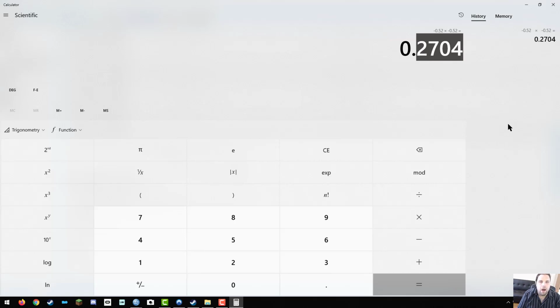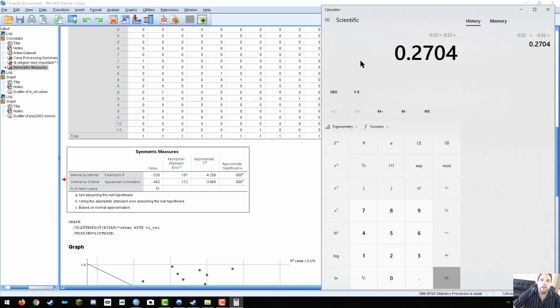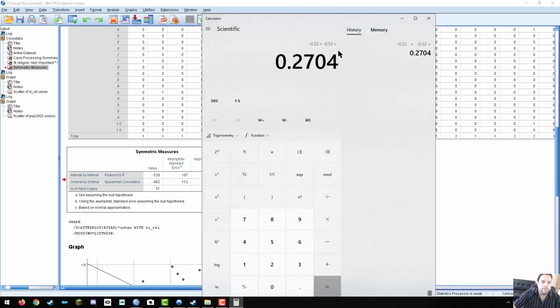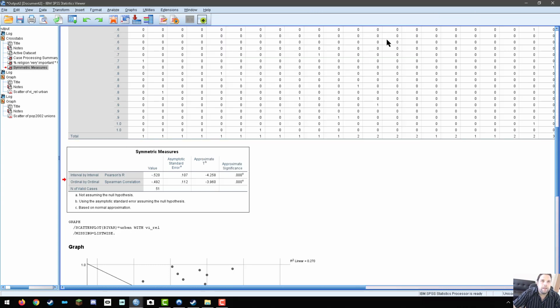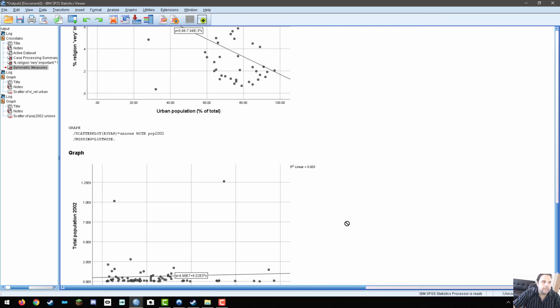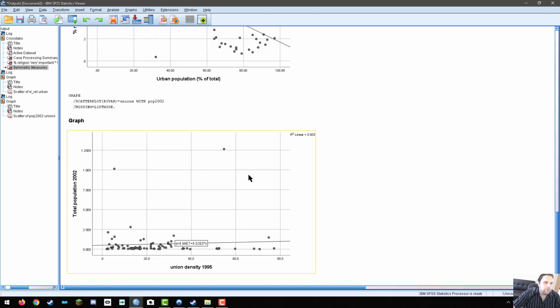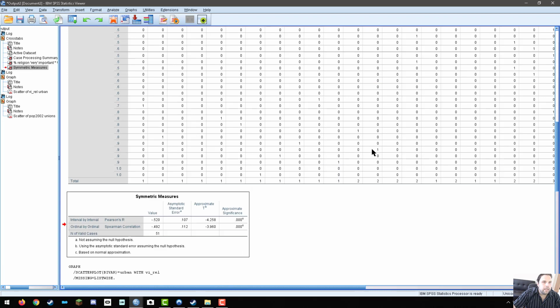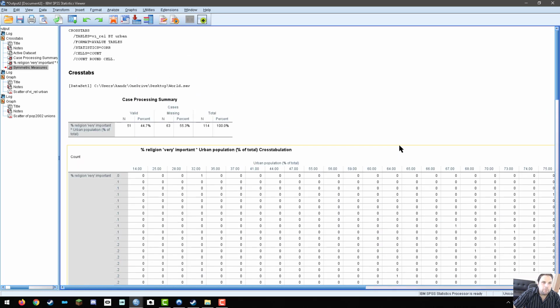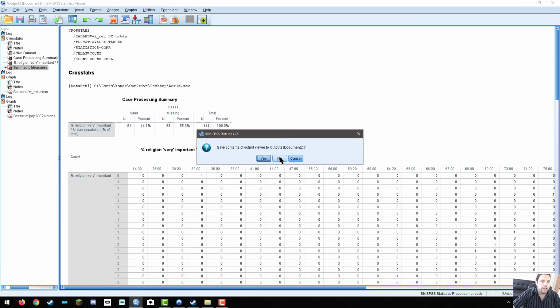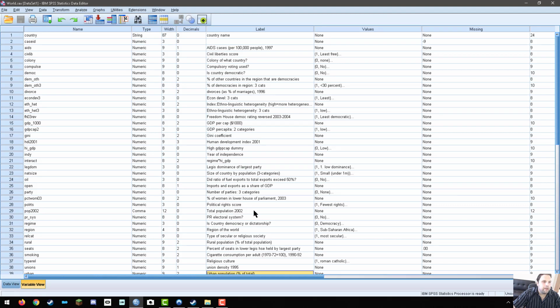And basically what that means is that 27.04% of the variability in the dependent variable is based on or contingent upon variation in the independent variable. So basically, if the independent variable changes, 27.04% of the dependent variable tends to change in kind. And this is going to be very useful for us when we try to make predictions using regression analysis. Okay, so that's how you run a Pearson's R.